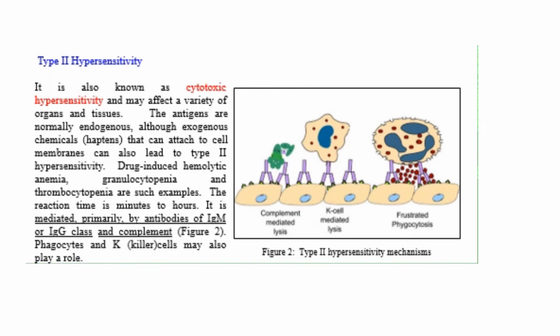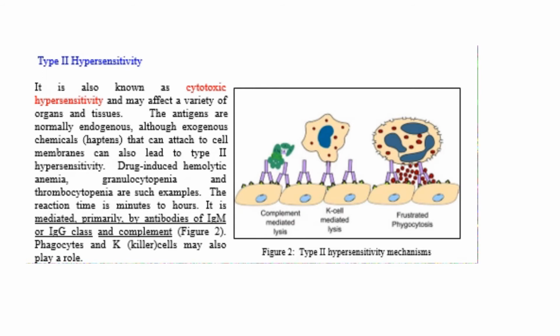So the main mechanism is the presence of antigen on the surface of the target tissue or organ. Drug-induced hemolytic anemia, granulocytopenia, and thrombocytopenia are such an example. The reaction time usually takes minutes to hours. It is also mediated primarily by the antibodies of IgM or IgG classes and complement.